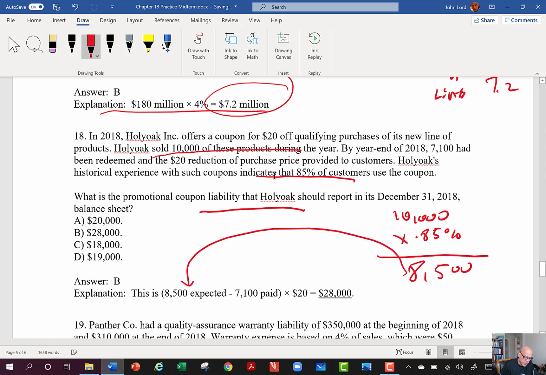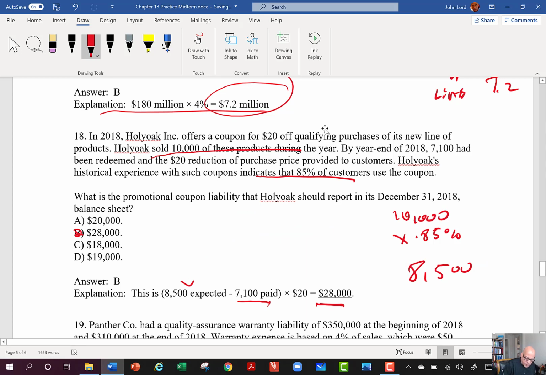So 8,500 is what's expected. Already redeemed is 7,100. They gave them the discount on sales for 7,100 of those. So that means that there's still 28,000 outstanding. Now, let's go through and think through that a little bit to see what the journal entries might be.